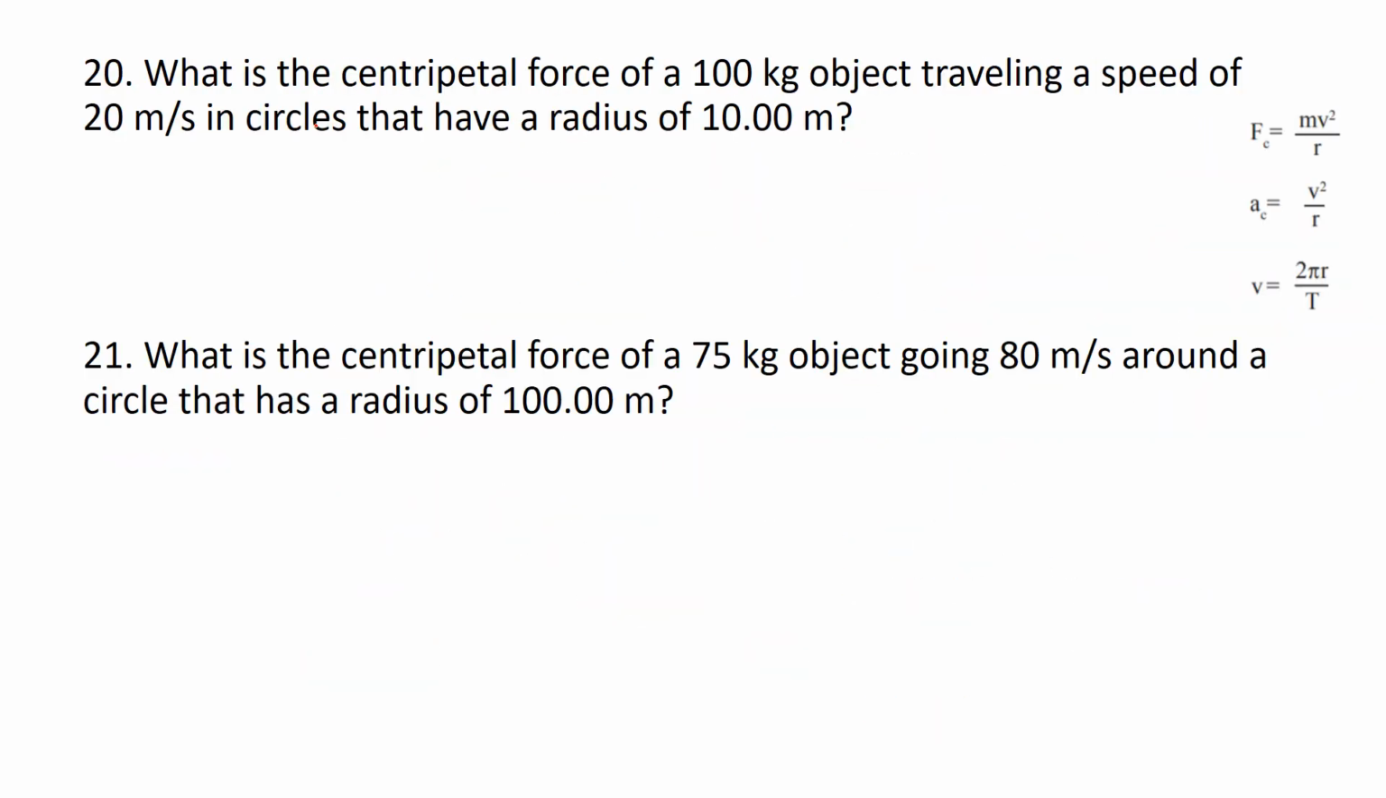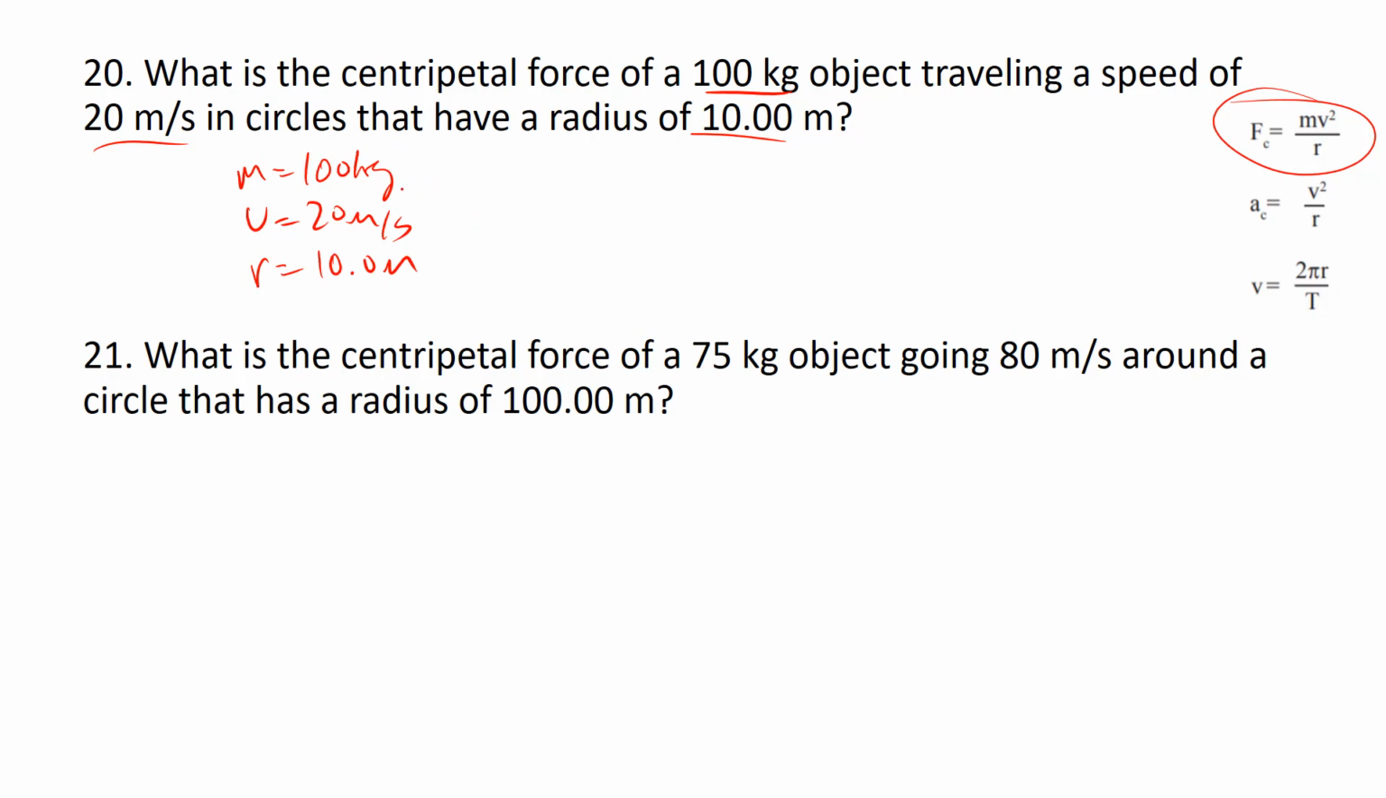Okay, centripetal force. What's the centripetal force of a 100-kilogram object traveling at a speed of 20 meters per second tangential in circles that have a radius of 10 meters? Okay, so I have everything I need. Let's just go ahead and write down your givens. m equals 100 kilograms. Velocity equals 20 meters per second. Radius equals 10.0 meters. And we're asked for centripetal force.